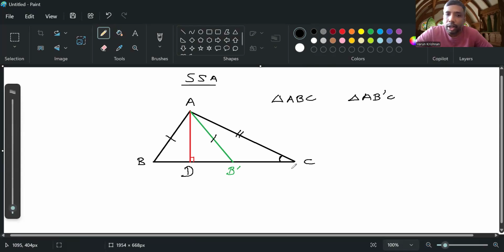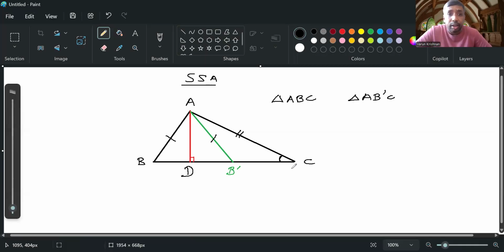But are triangle ABC and triangle AB dash C congruent? Definitely not, because triangle AB dash C is snugly fitting inside triangle ABC, and there is still some area left within triangle ABC. So that is why SSA cannot be a sufficient condition to prove congruency. You can take any triangle, and if you draw an altitude and if you reflect one side about that particular altitude, then you will get a second triangle which will be related to the initial triangle by SSA condition. But the two triangles will not be congruent to each other. And this is why SSA is not a sufficient condition for congruency.